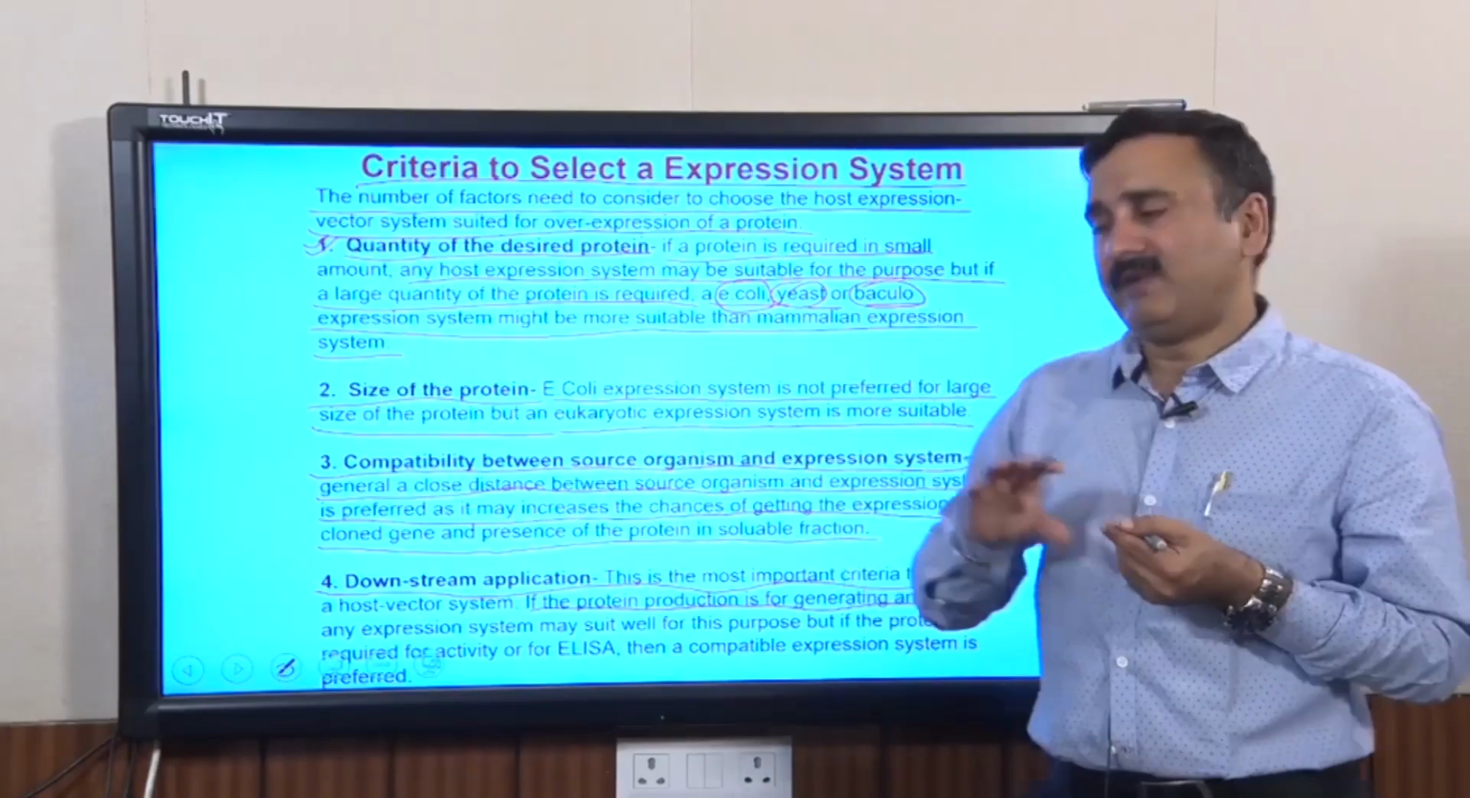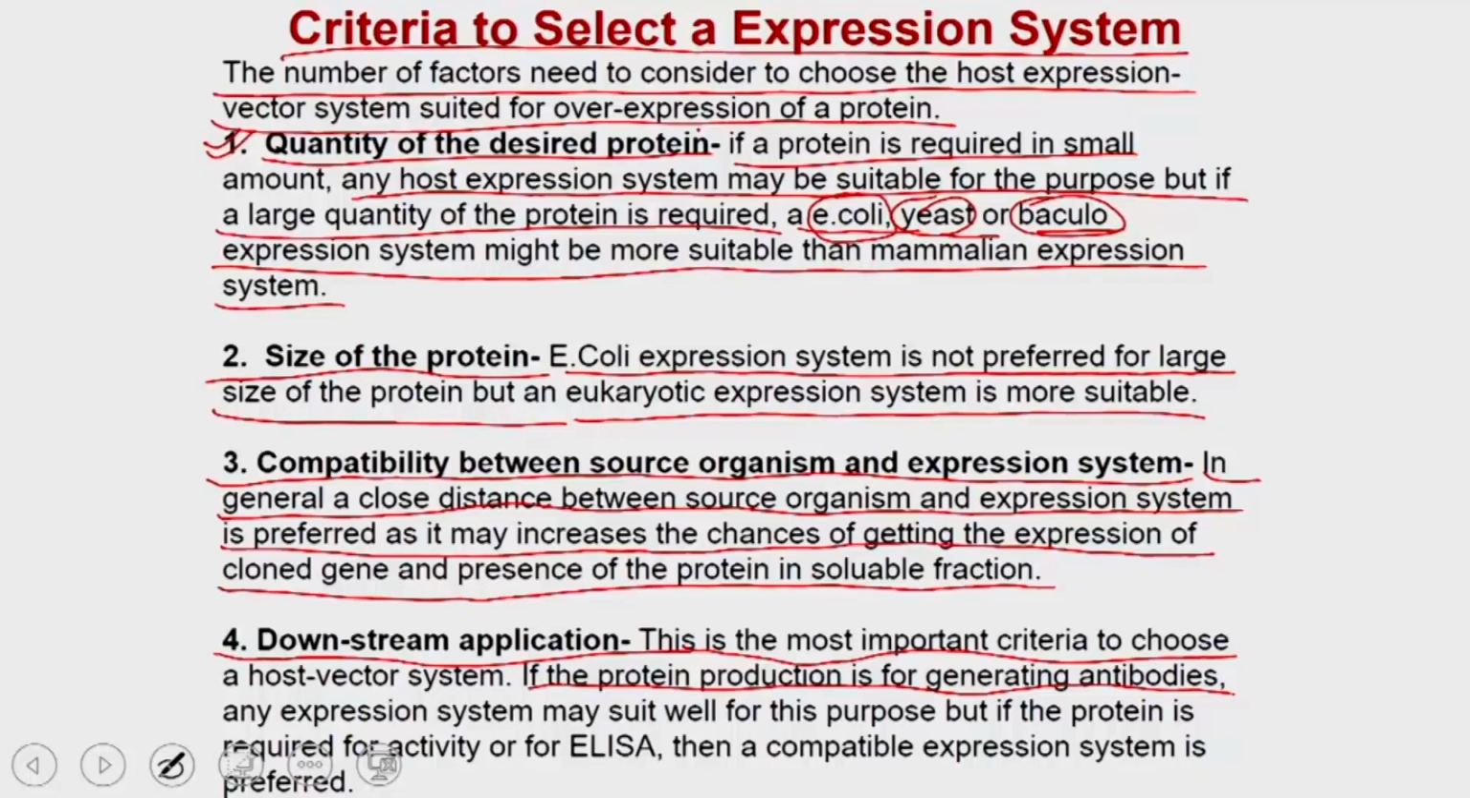So, for those kinds of applications, you can easily use any expression system, but you can use E. coli, because the E. coli expression system may give you a large quantity of protein, and the manipulation as well as the cost to operate the E. coli expression system would be much cheaper compared to the mammalian, yeast or baculovirus expression system.